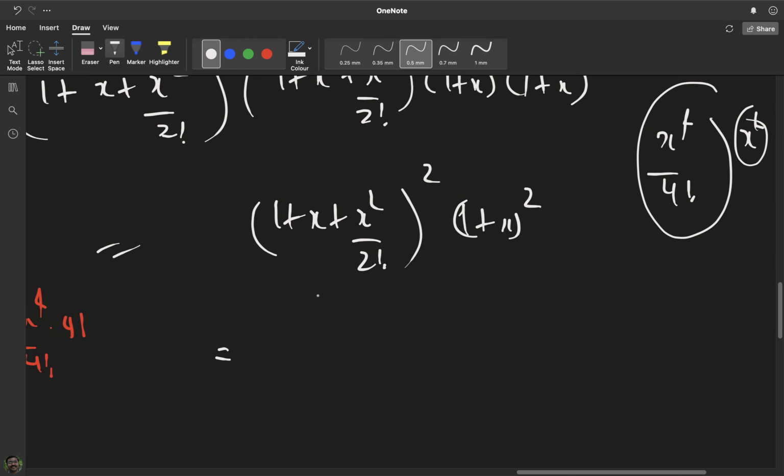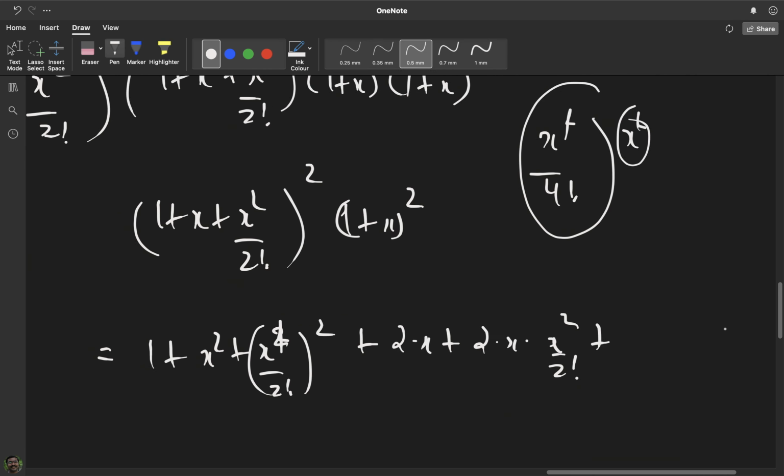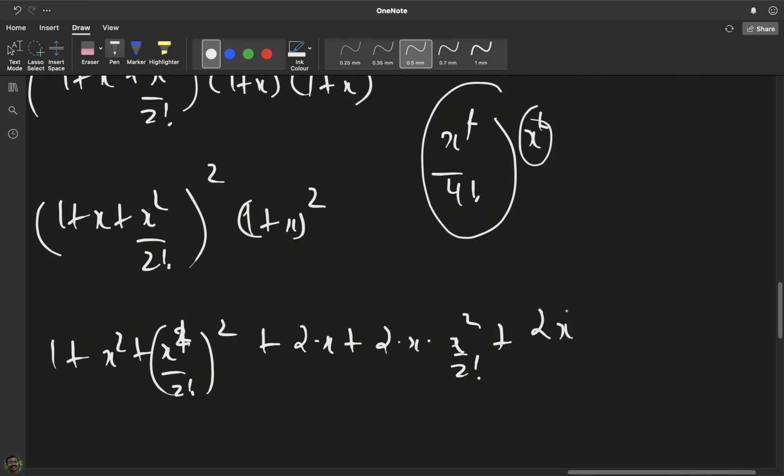You just multiply it. You can use the formula of a plus b plus c the whole square. It is actually 1 plus x square plus x raised to 4, so x square by 2 factorial the whole square. Then you will have 2 into x, then 2 into x square by 2 factorial, plus 2 into x square by 2 factorial, because a plus b plus c the whole square is a square plus b square plus c square plus 2ab plus 2bc plus 2ac, just like our a plus b the whole square. Similarly the next term would be 1 plus x square plus 2x.